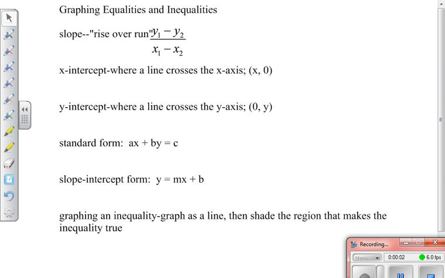The fourth section of this algebra unit is also going to be review for you, and we are going to talk about graphing equalities and inequalities. So a couple of key terms that we need to review.